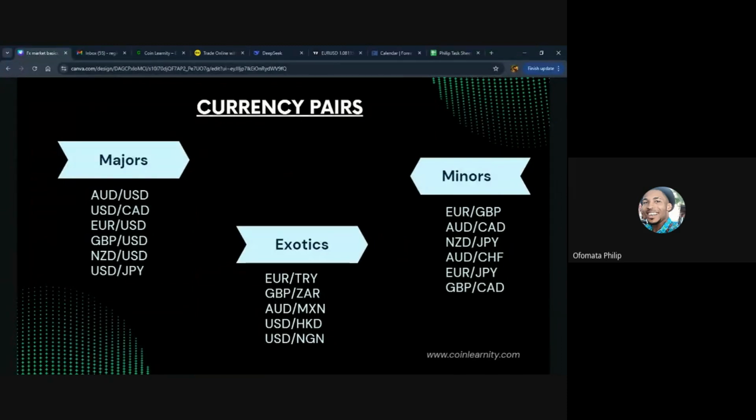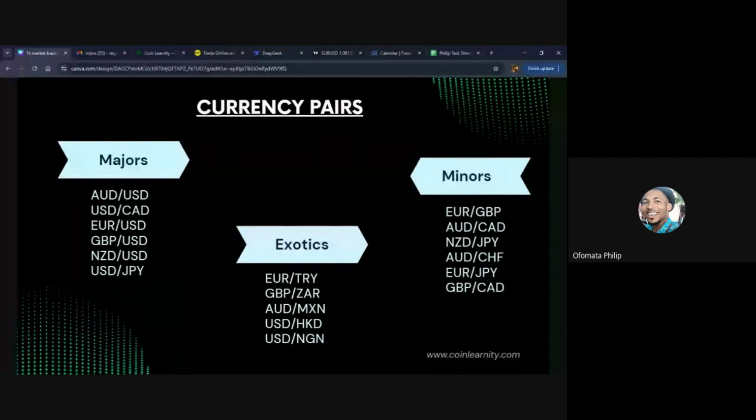All right. Now, these major pairs are pairs that have the United States dollar in them. And because they have the United States dollar in them, they are used for international transactions and they have very high liquidity, or a very high trading volume in a particular day or week. So these major pairs are typically pairs that have the United States dollar in them and are also pairs from the major countries of the world.